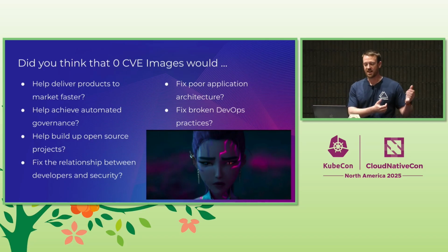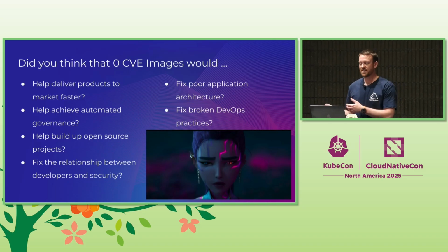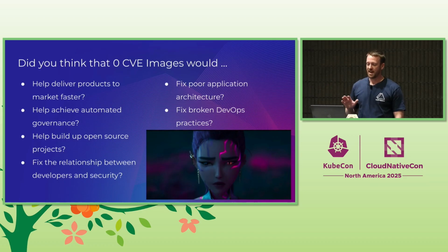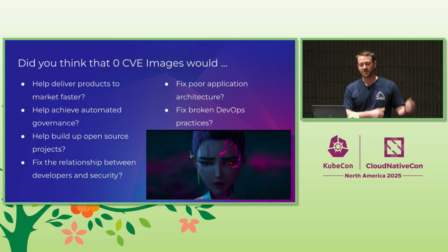We definitely didn't help build up the open source project. Did we fix the relationship between the developers and the security team? Probably not. They just didn't have to talk to each other anymore, right? How about the poor application architecture? How many of the vulnerabilities that may exist in your software are your own doing, and not because of the upstream open source? Or your DevOps practices.